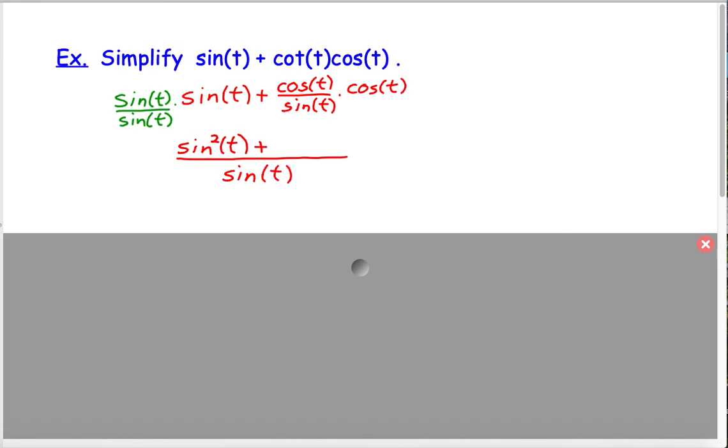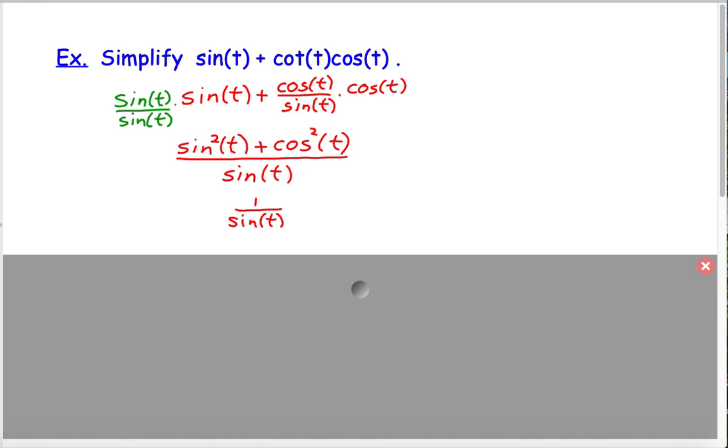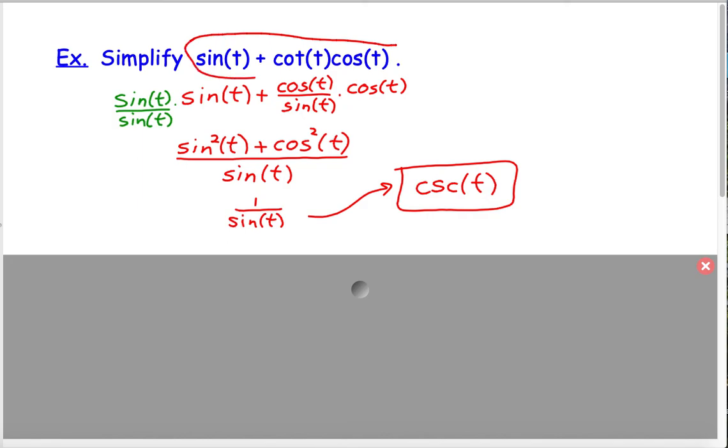And then I'm going to add to that the second one, I'll have cosine squared over sine. So I've already combined the 2 fractions with that common denominator of sine of t. And now I recognize the numerator. Sine squared plus cosine squared is equal to 1. So I can change that to 1, and I have 1 over the sine of t, which is equal to the cosecant of t. So all this stuff simplifies down to just cosecant of t.